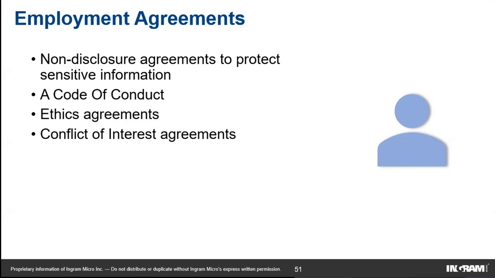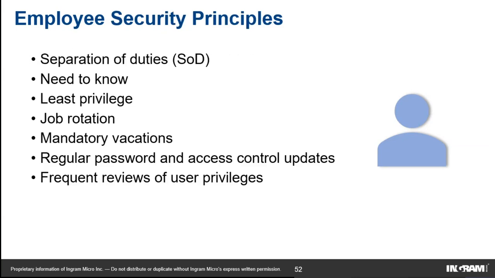Personnel security. It talks about employment agreements, code of conduct, making the personnel follow things, and we should also ensure we protect our employees. When it comes to employees, we need to have separation of duties, need to know, least privilege, job rotation, mandatory vacations, regular passwords. There are some technology controls and some process controls. For instance, mandatory vacations is a process control. Technology control is more like passwords and assigning least privilege.